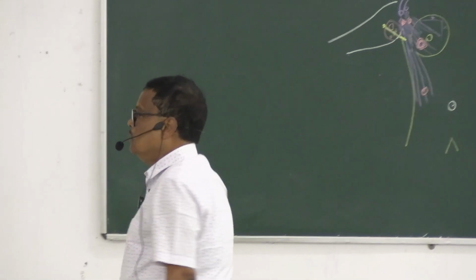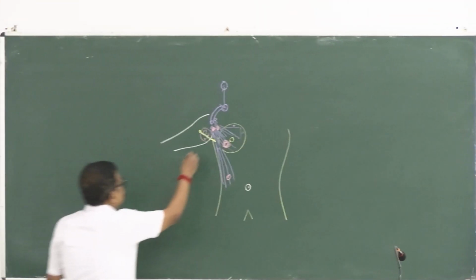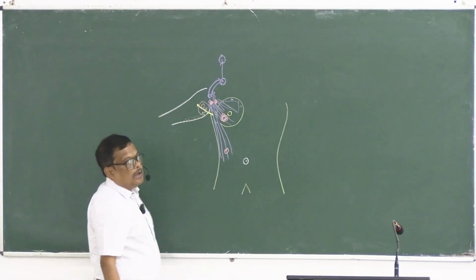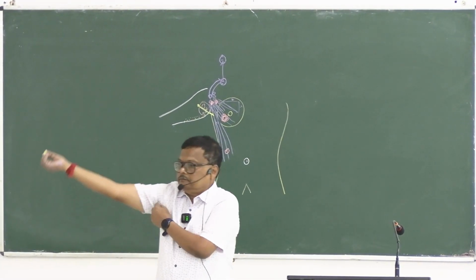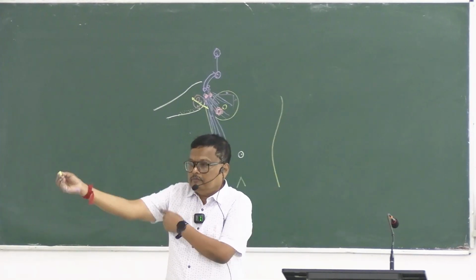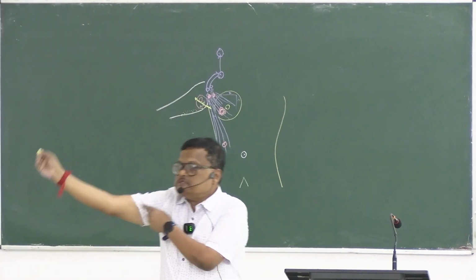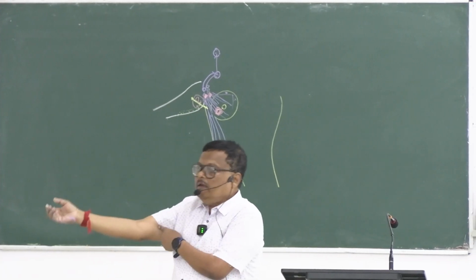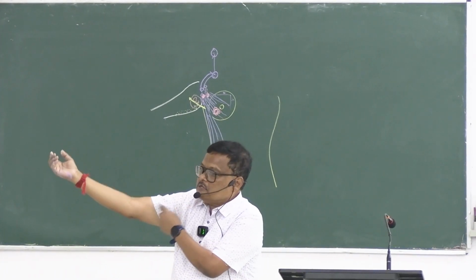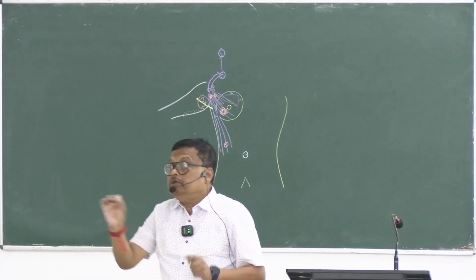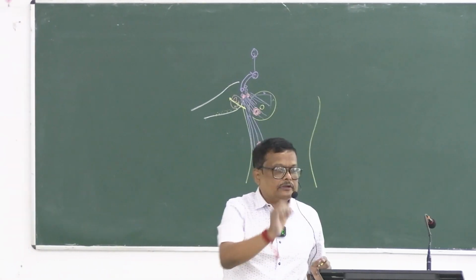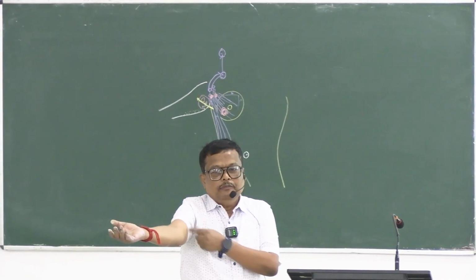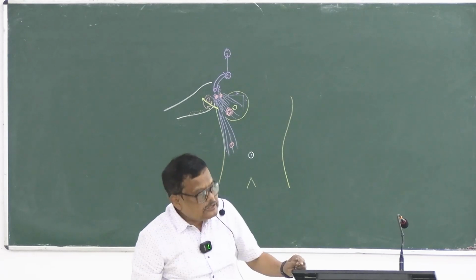This intercostobrachial nerve supplies the medial side of the arm. That means it is a sensory nerve. It carries pain and temperature sensation from the medial side of the arm. If it is irritated, if you stimulate it by anything, electrical or otherwise, there will be pain in the medial side of the arm. So what happens?